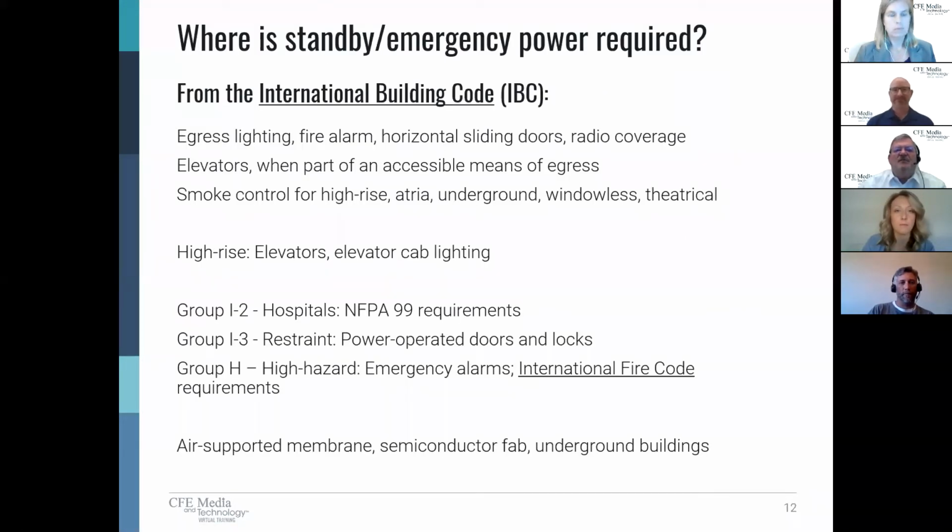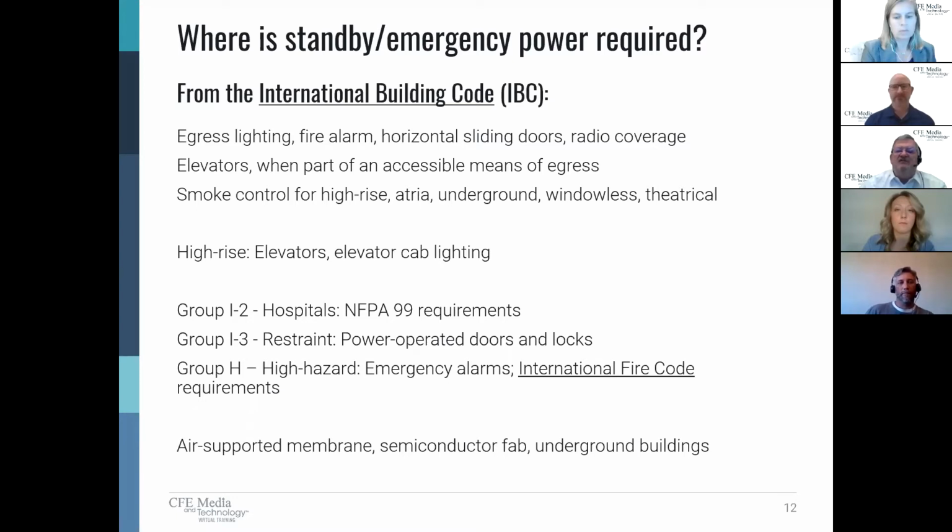Thanks, Richard. I'm going to look at some of the things that the International Building Code, or IBC, requires standby or emergency power to support. Egress lighting, and that would include exit signs, the fire alarm, horizontal sliding doors that are used for egress, and radio coverage that supports first responders. And it's worth noting that all of these things could be supported by battery power systems. They don't have to be supported by a generator.